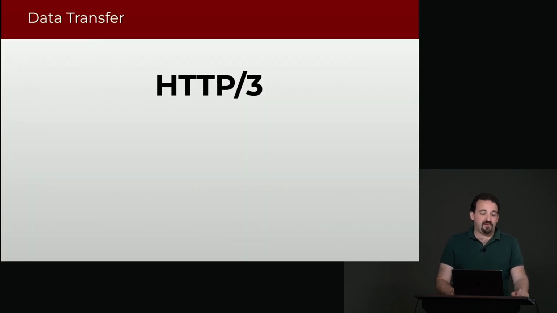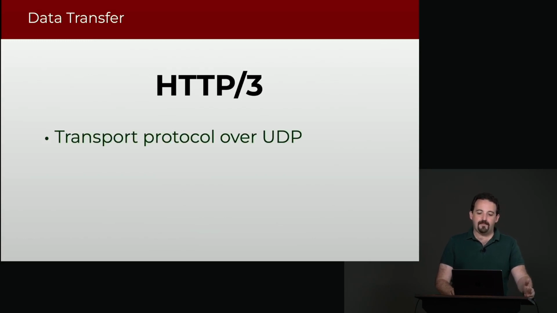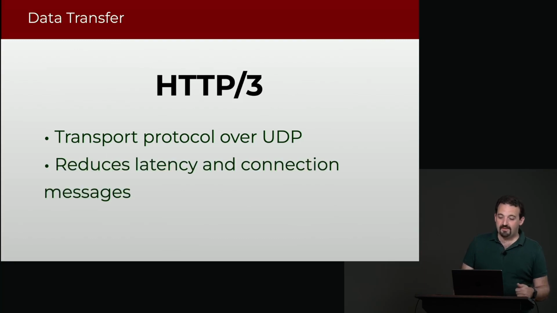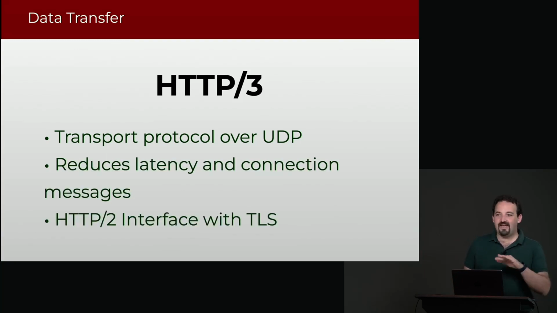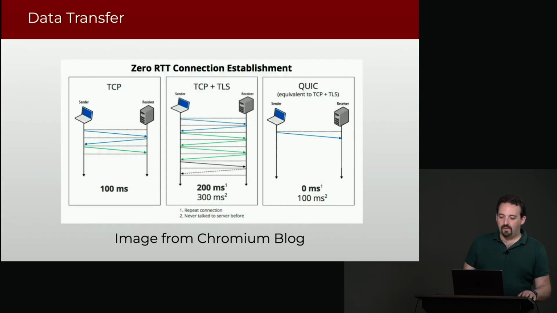Well, first, HTTP 3. We have already mentioned this, but try to enable HTTP 3. We already mentioned it's a transport protocol over UDP that will reduce latency and connection messages. It's the same as HTTP 2, so no different API. It's not going to add a lot of overhead. So this is roughly how it works.